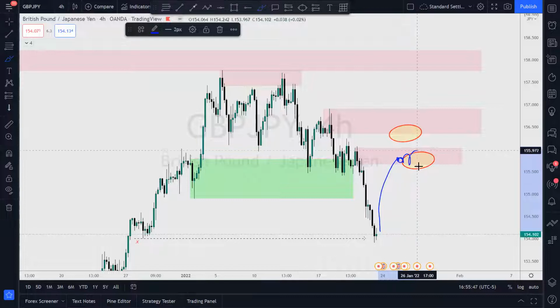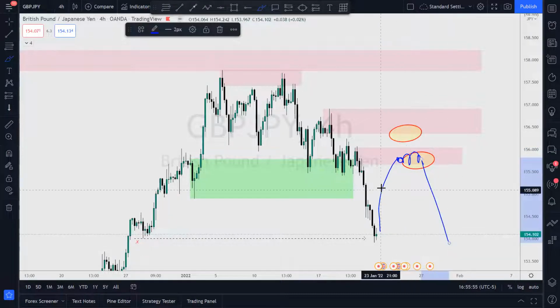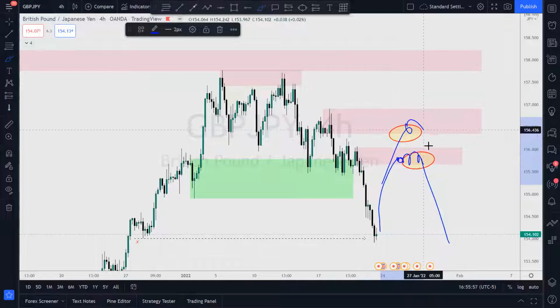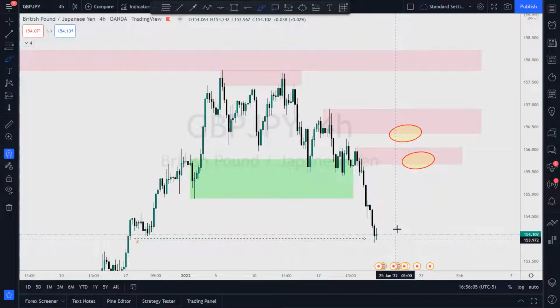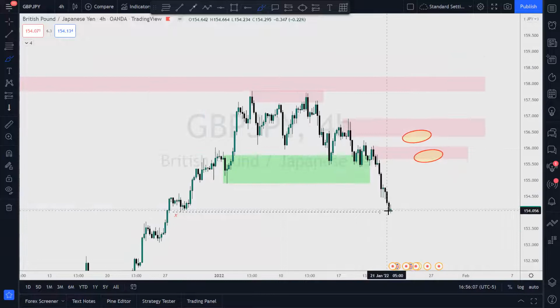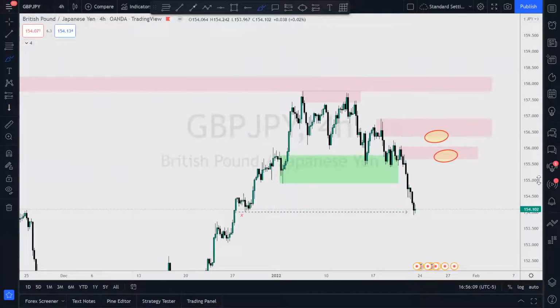If price comes back, we're going to see if we get a change of character here, where price shifts from bullish momentum to bearish momentum. We're going to look for the same here. If this doesn't hold, if this order block fails, we're going to look for it here. Okay, and that's it. Those are our POIs for pound yen.